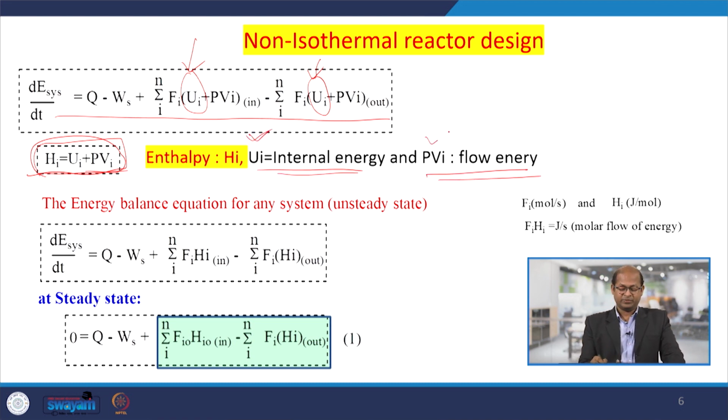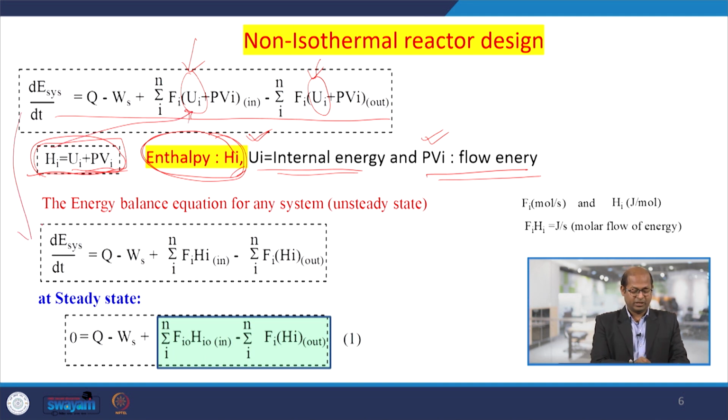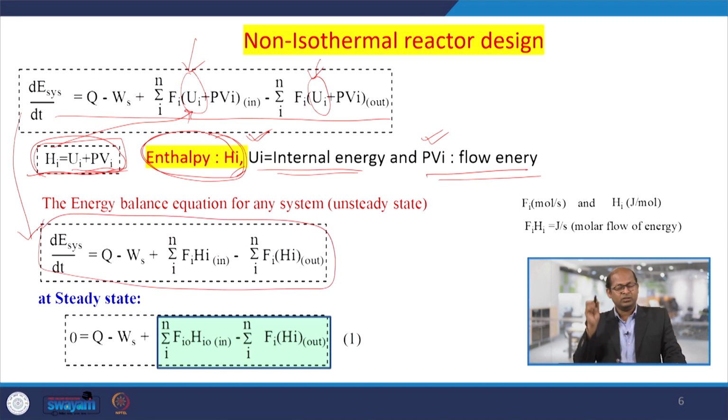Internal energy plus flow energy is the total enthalpy of the system for the ith component. If there are n components flowing from the left-hand side to the right-hand side, you have to sum up the energy of all components, and that is the total energy. If we substitute Ui plus PVi in terms of enthalpy H, then we can write the equation this way: dE system by dt, the system energy change per unit time, equals Q minus Ws, the shaft work, plus this work and minus this amount of energy.